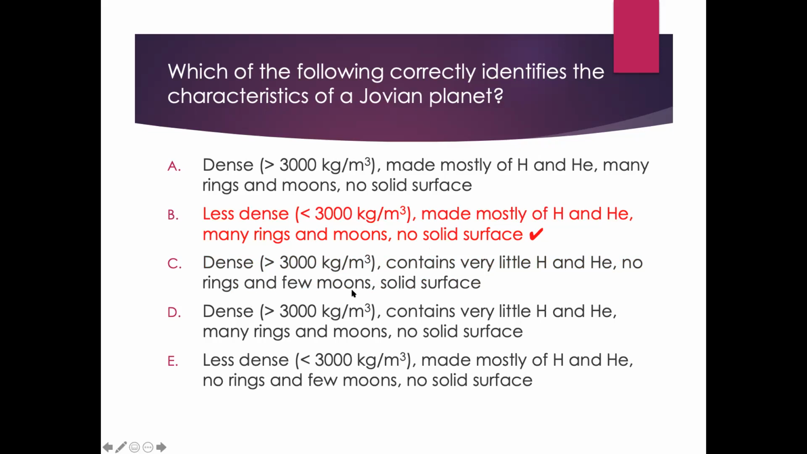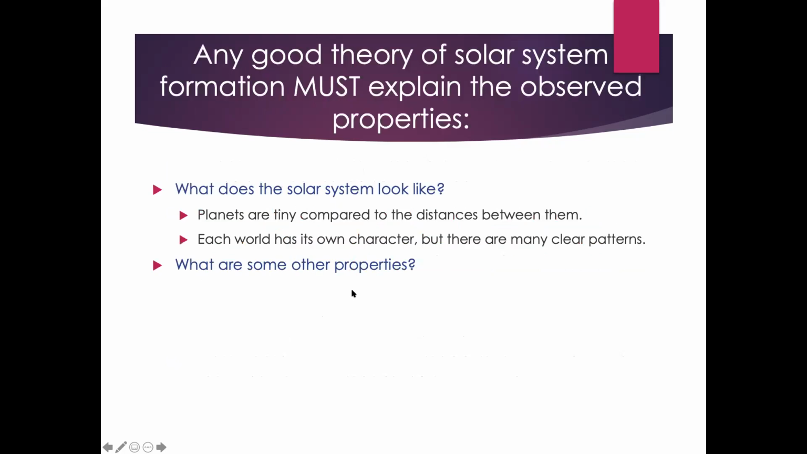Okay, so we know what all of these objects look like. We have a lot of information on these solar objects, but how do we explain why they look this way? How does a solar system form?